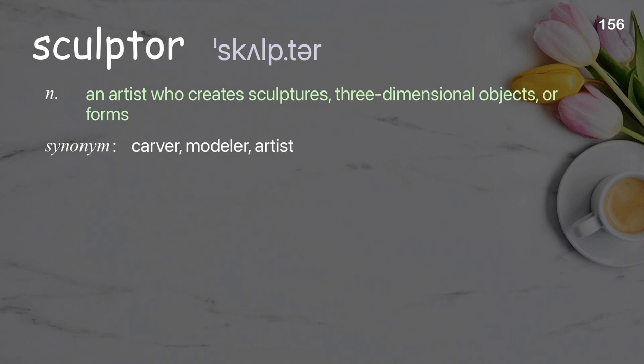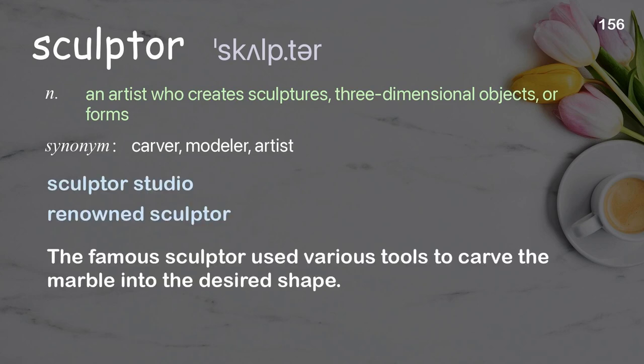Sculptor. An artist who creates sculptures, three-dimensional objects, or forms. Examples: sculptor studio. Renowned sculptor. The famous sculptor used various tools to carve the marble into the desired shape.